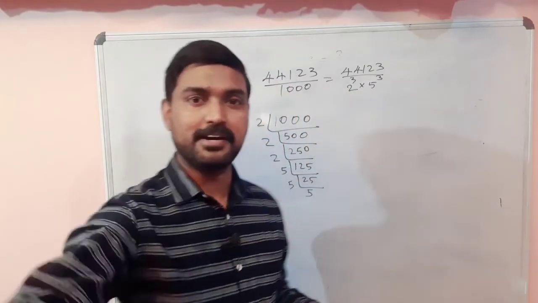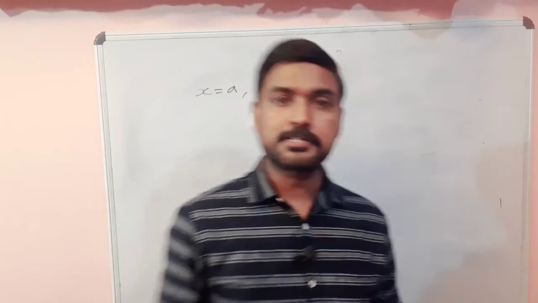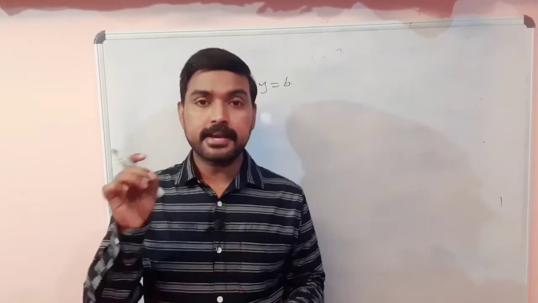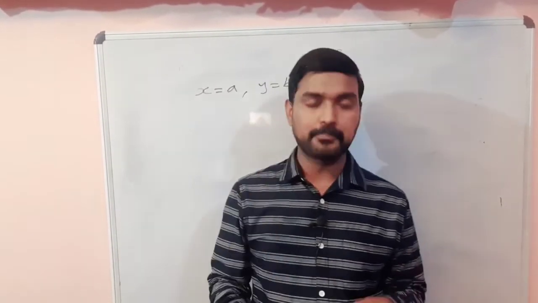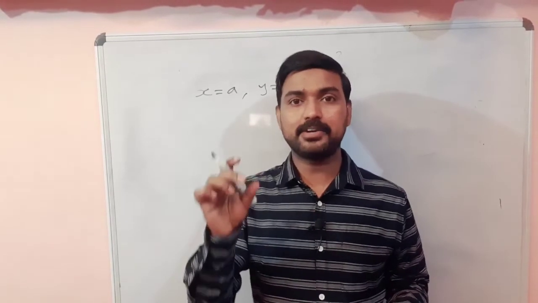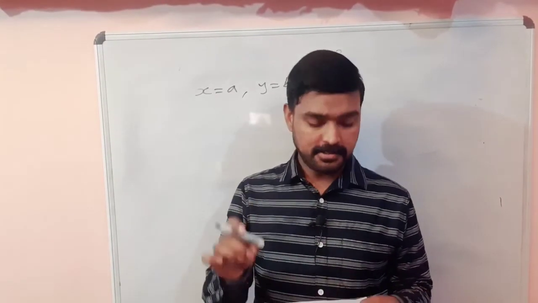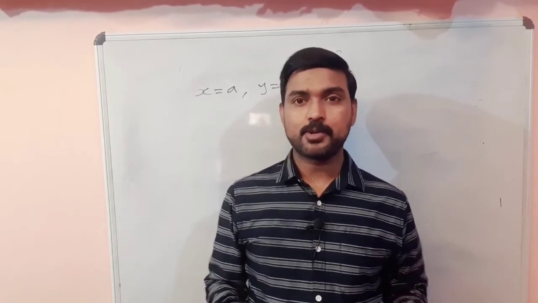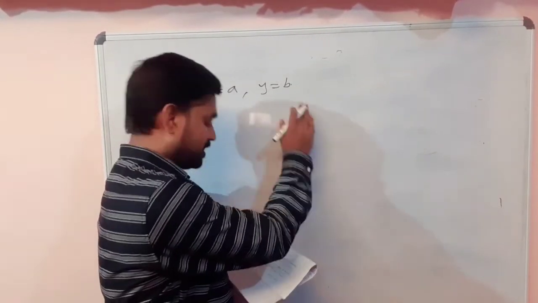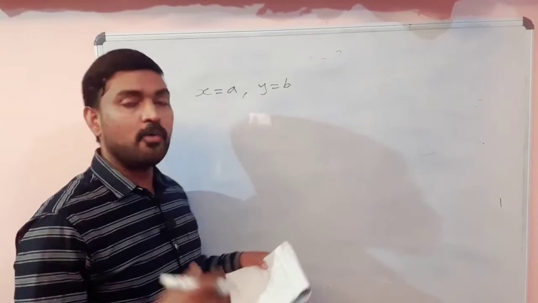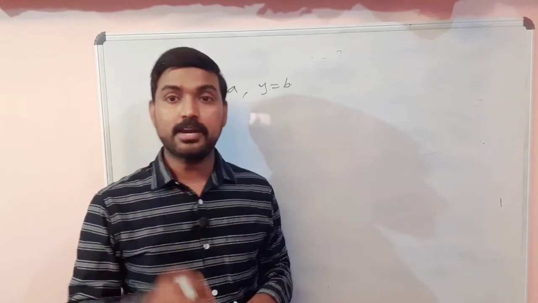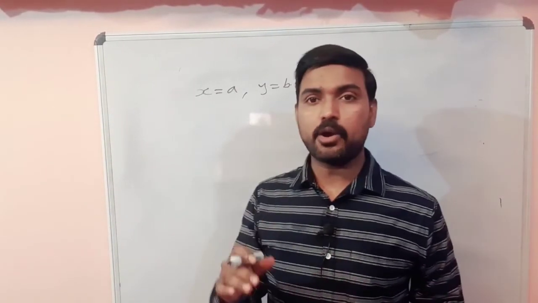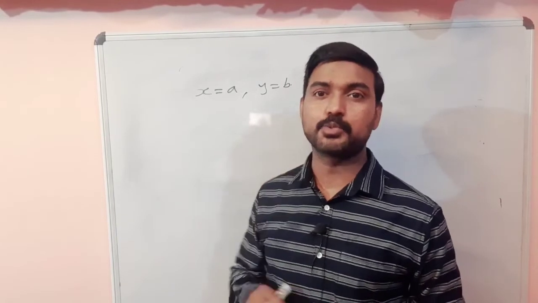Now we can go to the next question. Yes, question number 9. The lines x is equal to A and y is equal to B are dash, and given the options intersecting, parallel, overlapping, none of these. So x is equal to A and y is equal to B. How will these two lines be?